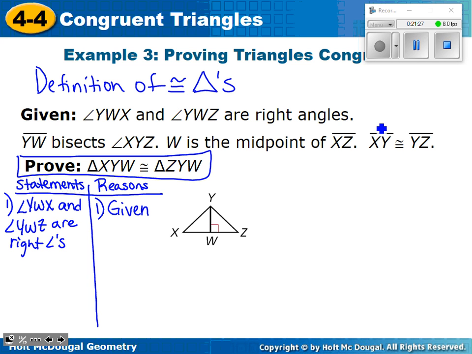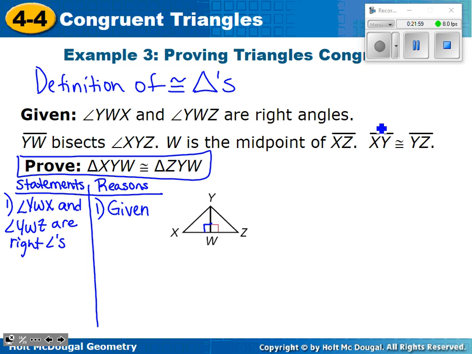So they already marked YWZ was a right angle, but they didn't mark YWX. So let's mark it. Okay, what do we know about right angles? We could say that they are 90 degrees. That's going to require several more steps in our proof to get that they're congruent. But right angles aren't complementary. Complementary means 2 angles that add to be 90, and a right angle is already 90 all by itself.